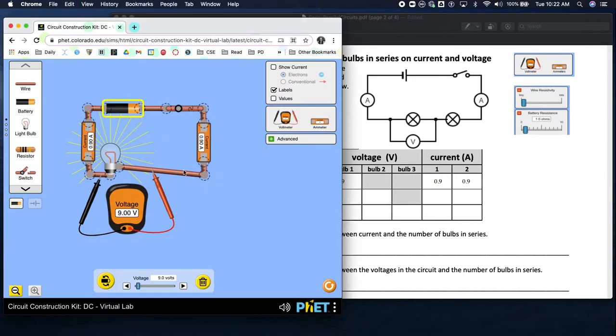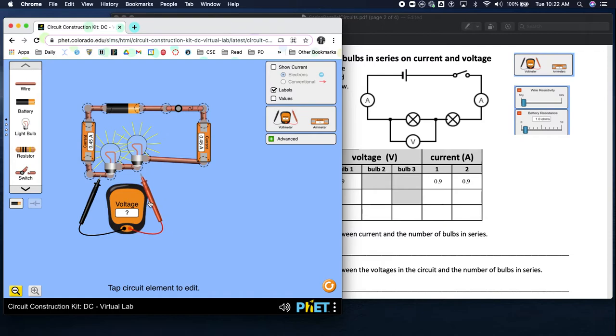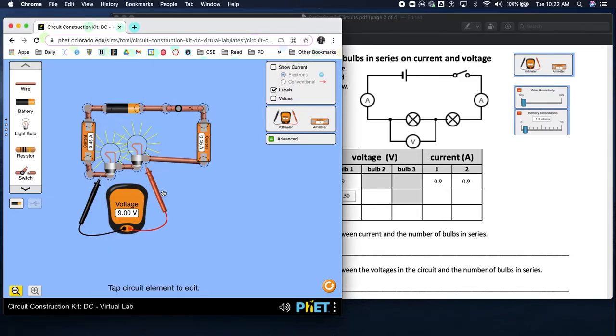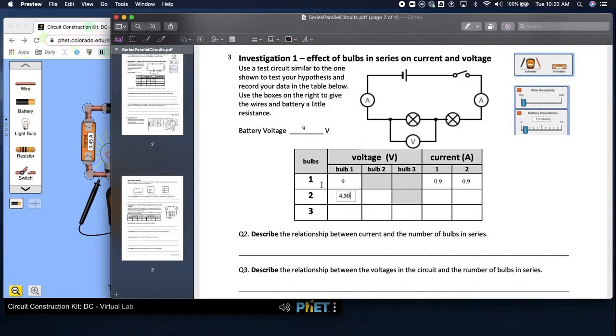All right, now let's add another bulb. I'm gonna cut this guy, move it over, put a light there. Okay, let's test one bulb. The voltage is 4.50. All right, two bulbs is 9. I'm just gonna copy and paste that.